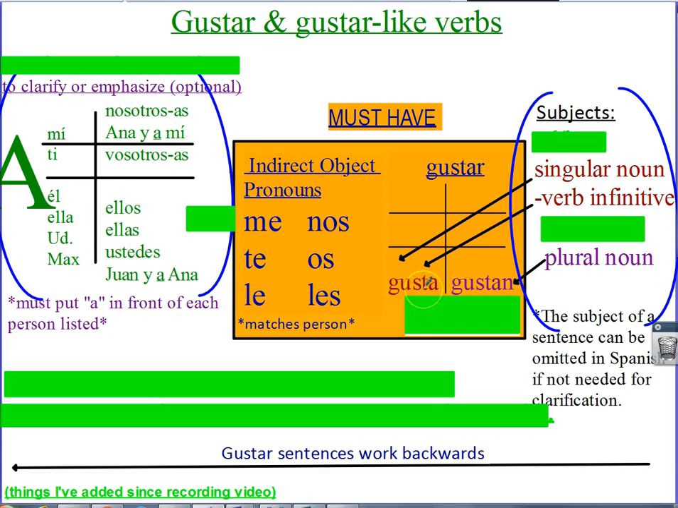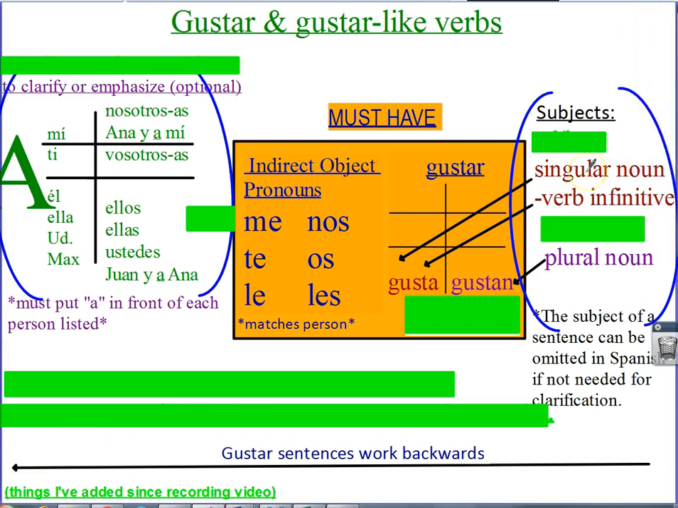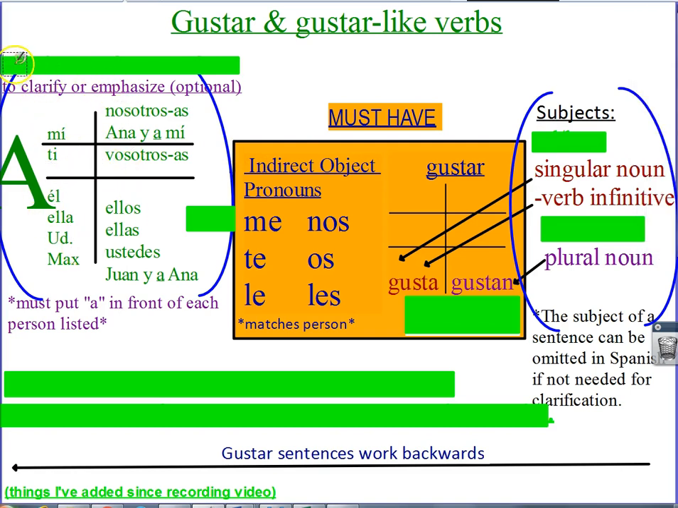But what if I don't know what it is? Well, where do subjects usually go in these type of sentences? All the way to the right, because Gustar sentences work backwards. So your subject might be a singular noun, so like the coffee, it is pleasing to him. Or you might say drinking coffee is pleasing, and so that activity, it is pleasing to him. Or you might say that books, a plural noun, they are pleasing to him. They work backwards.